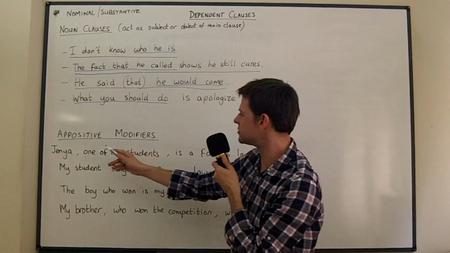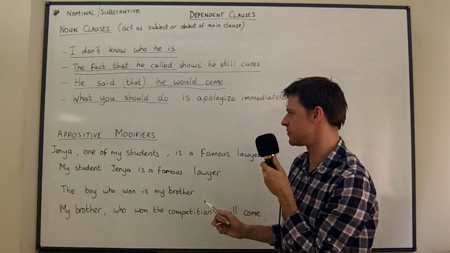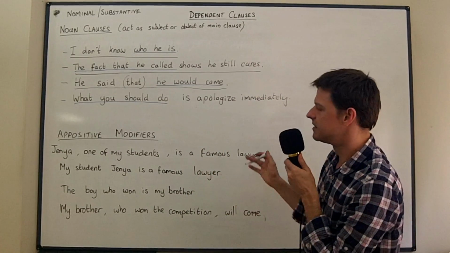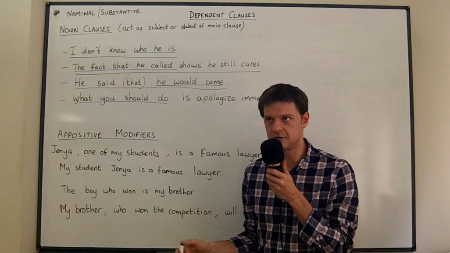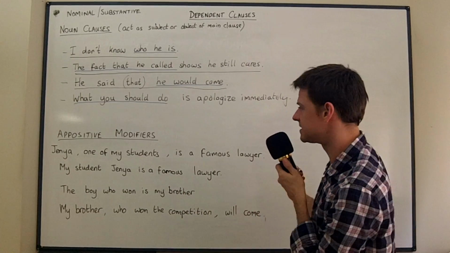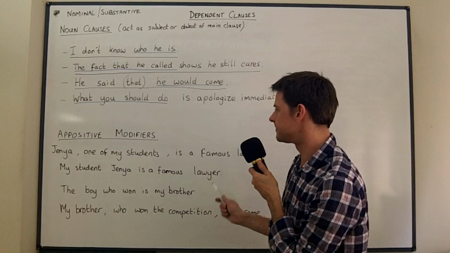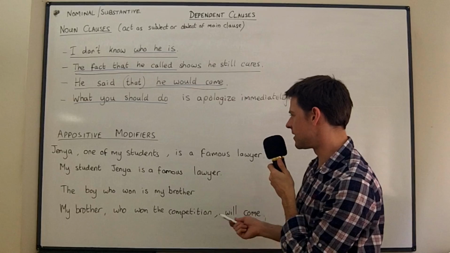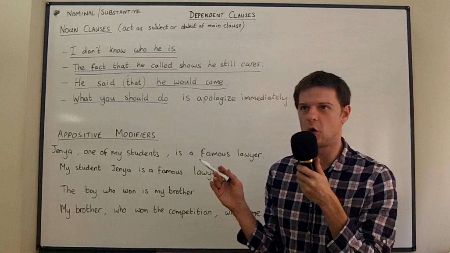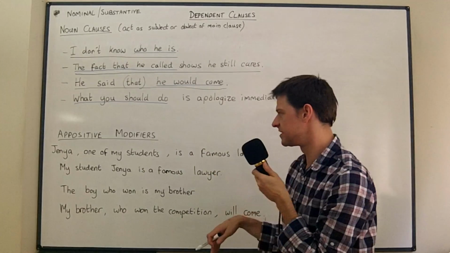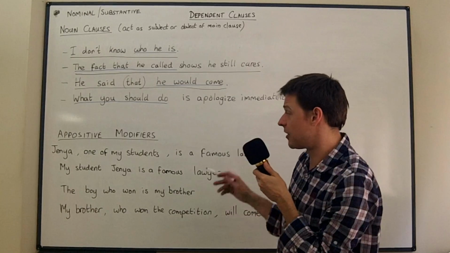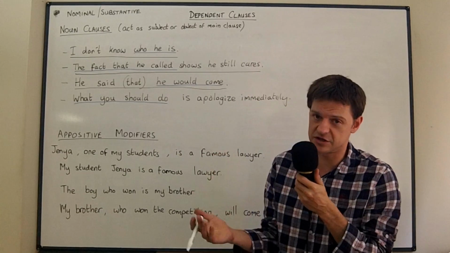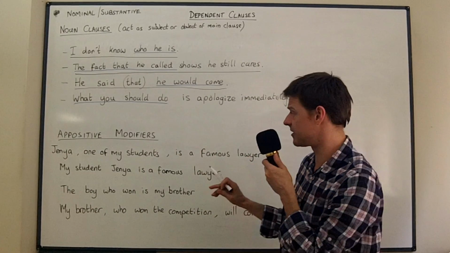Now I think I should talk about appositive modifiers very quickly, but I want you to notice that this is very similar to defining and non-defining relative clauses, or restrictive and non-restrictive relative clauses. Let's have a look. Zhenya, comma, one of my students, comma, is a famous lawyer. Now we don't have any who or which in this sentence, and although we could, Zhenya, who is one of my students, we could, so you may consider this a reduced relative clause, but they're not always like this.